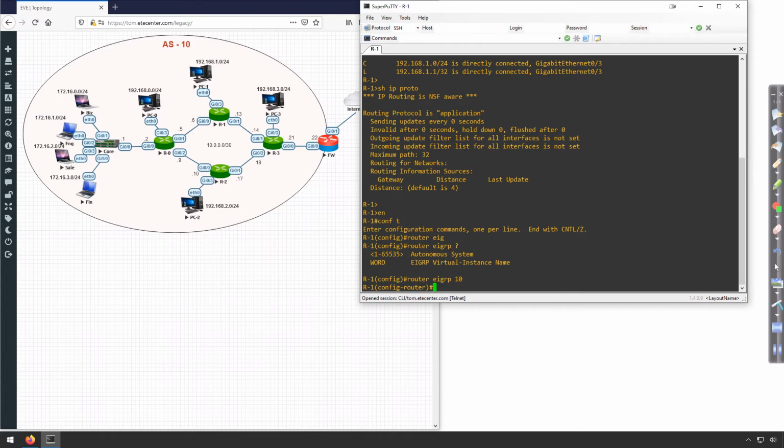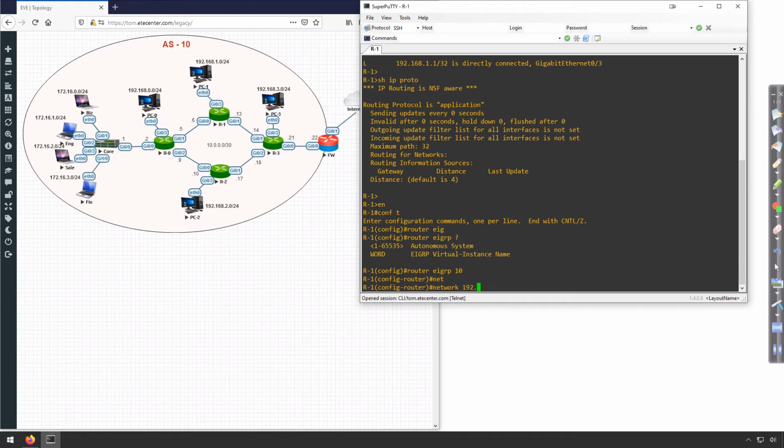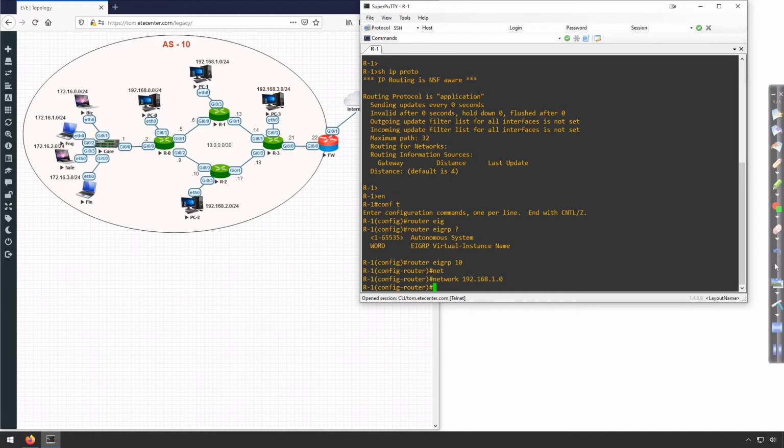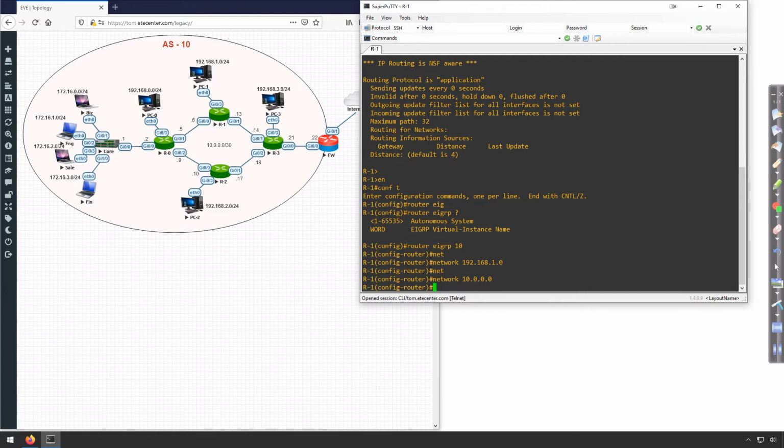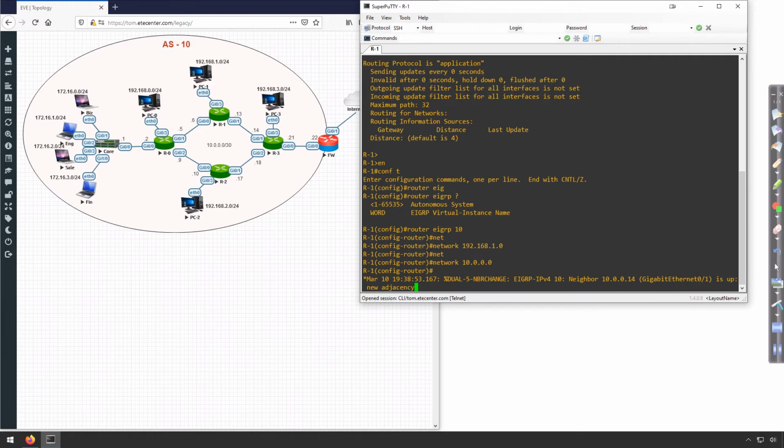We'll start first with the LAN network, network 192.168.1.0, then followed by network 10.0.0.0, which covers both gigabit 0 and gigabit 1. And we have a neighbor with router 3.